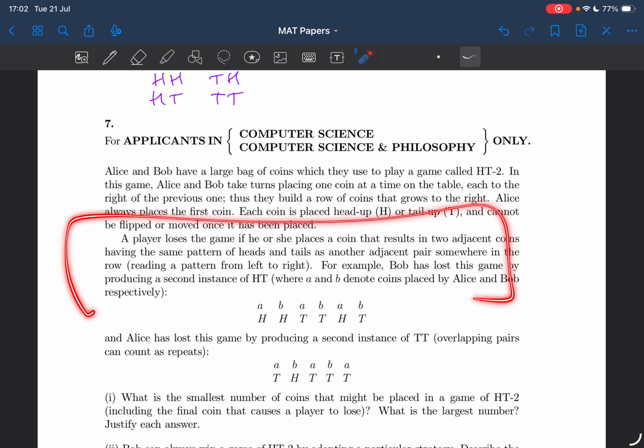So let's read the rest of it. Yeah, we've done that bit. Reading a pattern left to right. For example, Bob has lost the game by producing a second instance of H-tails.